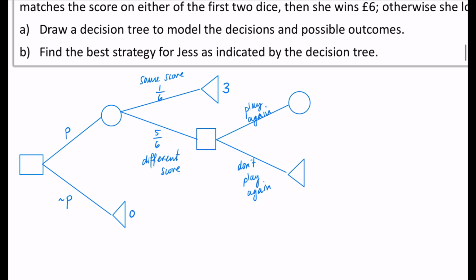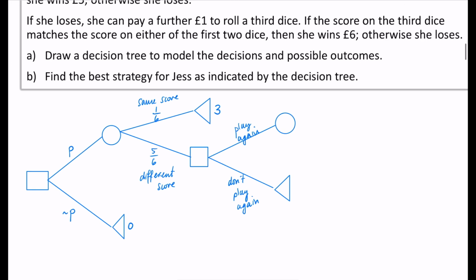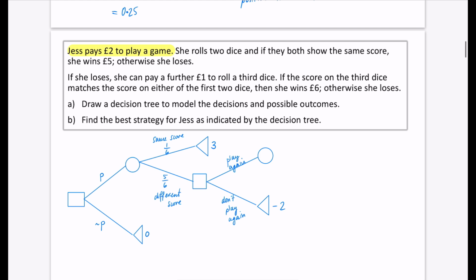Now, we talked about this. This would be when she started off. She's paid £2. She hasn't won anything and she's not played again. So she's lost £2 at this particular point. Okay, that's the end of that bit and we want to label what has happened there. But if she does choose to play again, she's going to have a chance of winning.